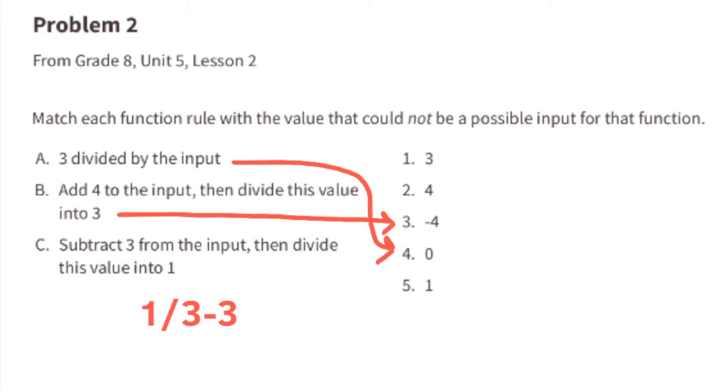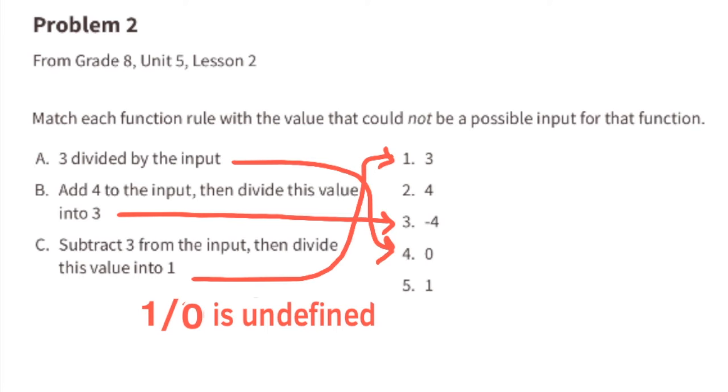C, subtract 3 from the input, then divide this value into 1. Take a look at option number 1. Option number 1 has an input of 3, and 3 minus 3 is 0. 1 divided by 0 is undefined. So function rule C matches option number 1 with the input of 3.